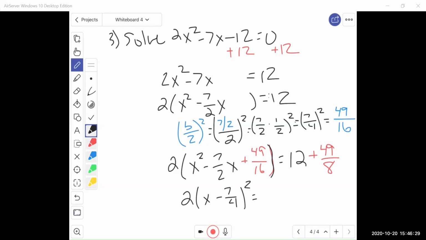Have to do a little bit of math on the right-hand side. I need to get a common denominator. So my common denominator, if I multiply everything by 8, this would be over 8, this would be over 8. 12 times 8 is going to get you 96. And if we have 96 plus 49, we'll get a total of 145 over 8.